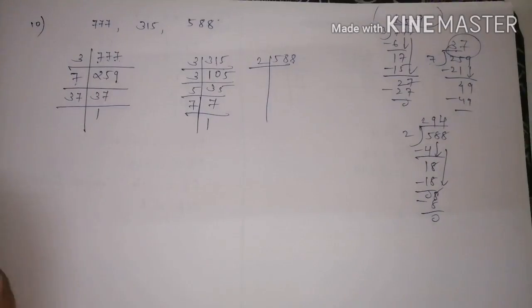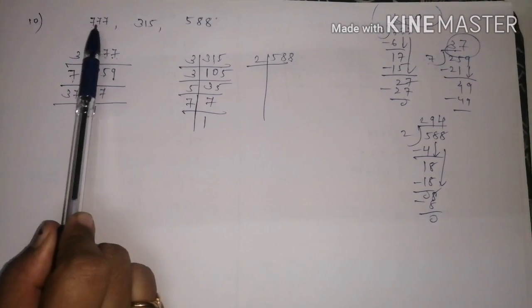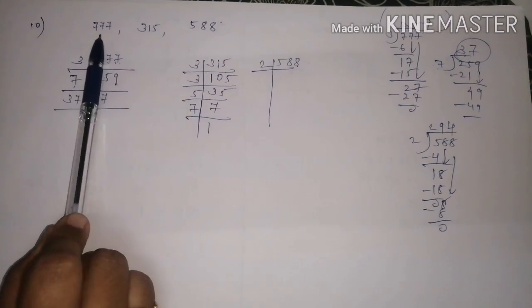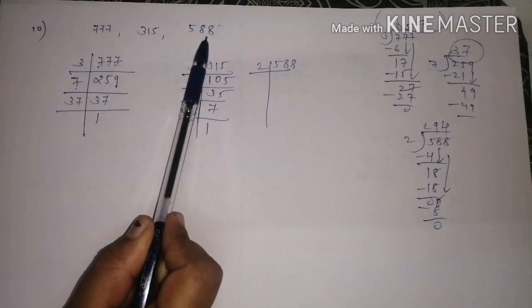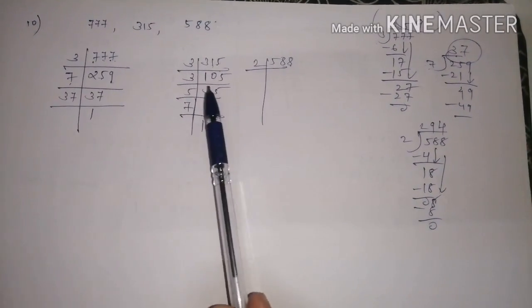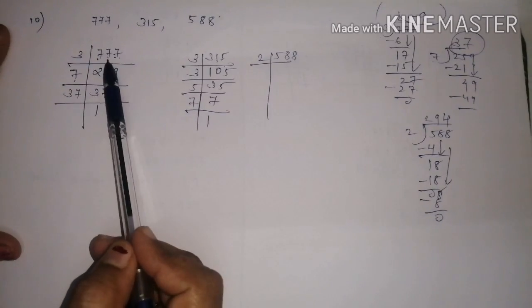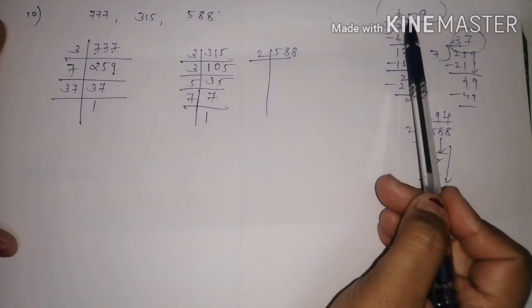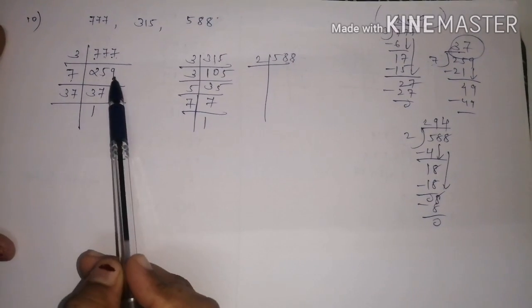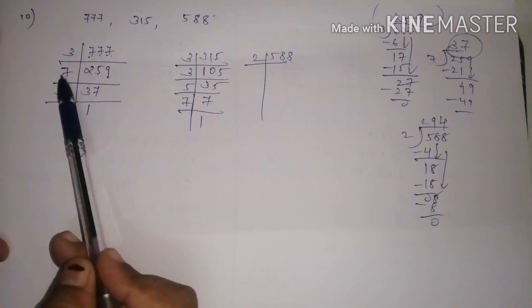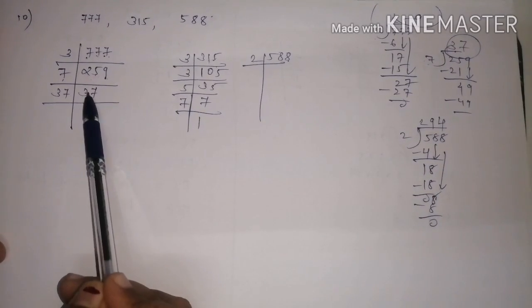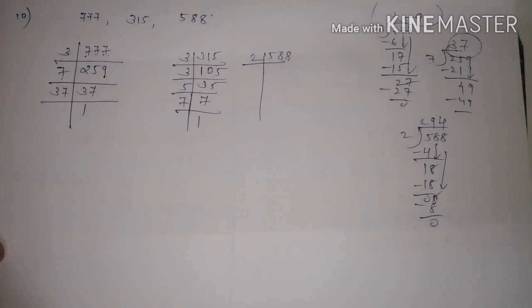Sorry for some technical problem. We are in the last sum. 777, 315, 588. We have to find out first the prime factors. We have seen factors of 777. It will go by 3. If you divide, you get 259. Then 259 will go by 7, a prime number. After dividing again you get 37, and 37 itself is a prime number. So 37 ones are 37.